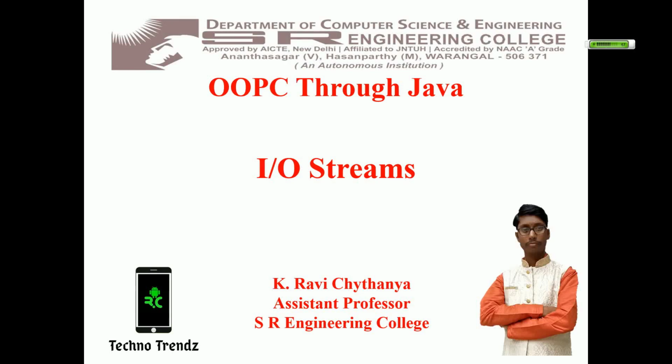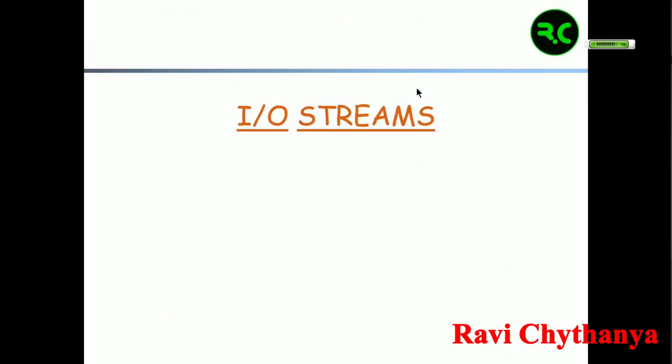Today we are going to learn a concept on IO streams. This is the first part in a series of IO streams using Java. Okay, let us move on to the session. So IO streams are nothing but input output streams.